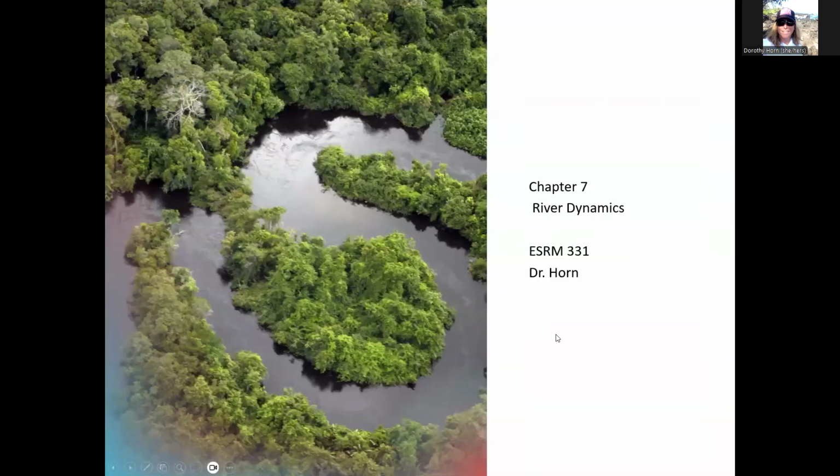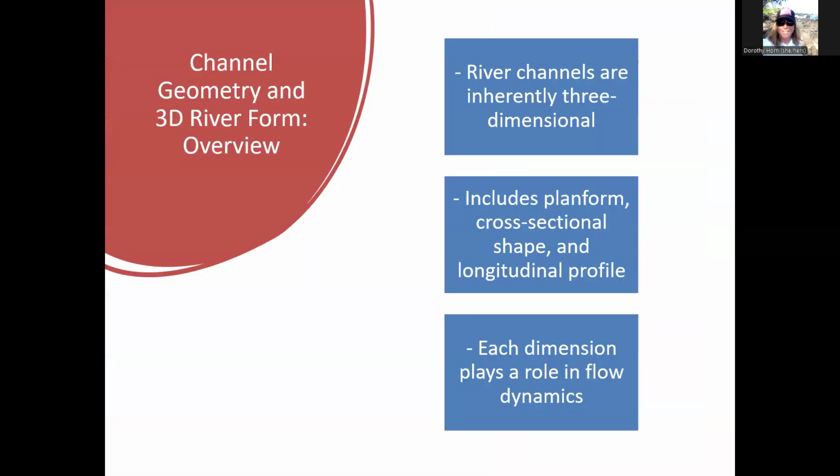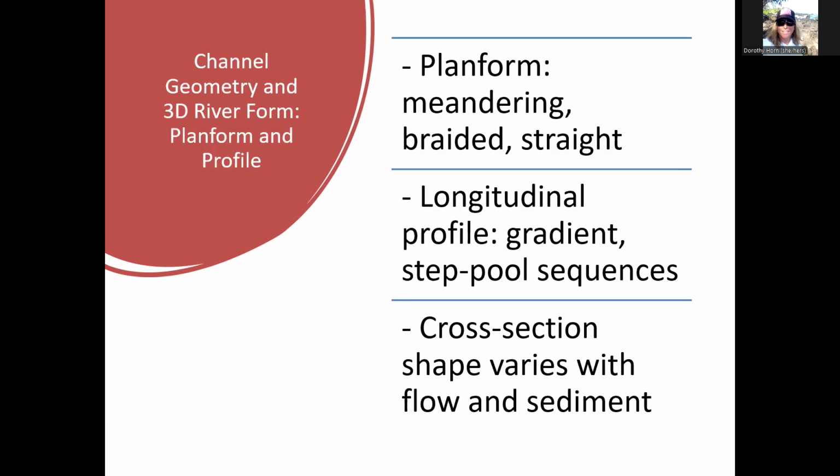Okay, so we're going to go over chapter 7 in our river dynamics book. So we want to talk about channel geometry. We're going to look at it from a 3D view. All right. So you can think about rivers are really three-dimensional. They have that plan form, cross-sectional shape, as well as that longitudinal profile. And so we can see that each of those curves, turns, and banks, right? Everything plays a role in the different flow dynamics.